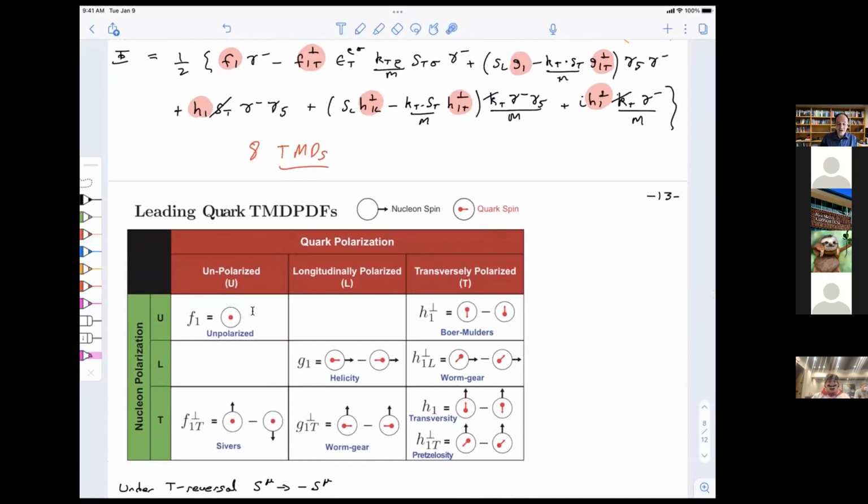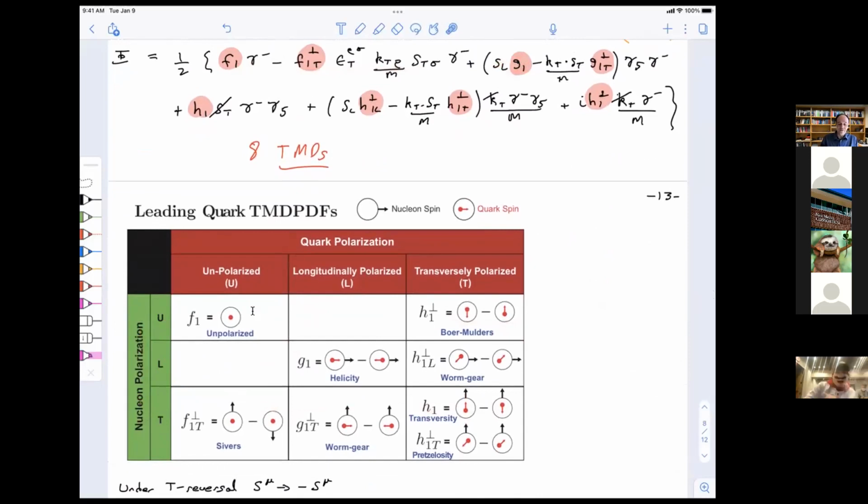So we have these 8 functions. Now they're just organized in a nice way. They're organized by the nucleon polarization: unpolarized, longitudinally polarized, or transversely polarized. That's whether there's no S for the unpolarized, there's an S_L for the longitudinally polarized, or there's an S_T for the transversely polarized.